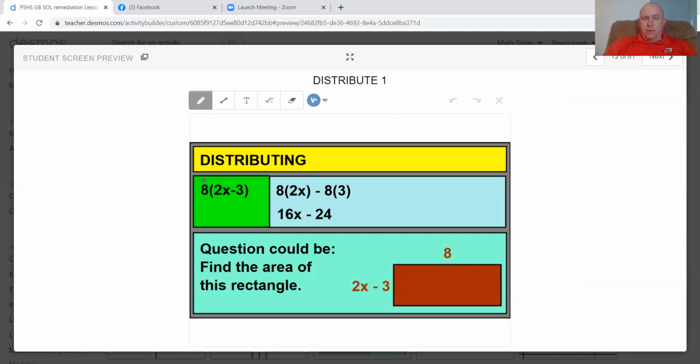Distributing, nothing too complicated. Remember, you multiply the number at the start by each of the terms in the middle here. So 8 times 2x, 8 times -3. We do numbers first. 8 times 2 is 16 with an x. 8 times 3, 24. And this could easily be a question where they ask you to find the area of a rectangle. So we did perimeter earlier where you add all the sides together. Area, you just multiply the 2 sides together and you would write the question like this.